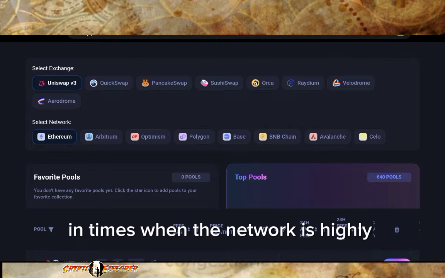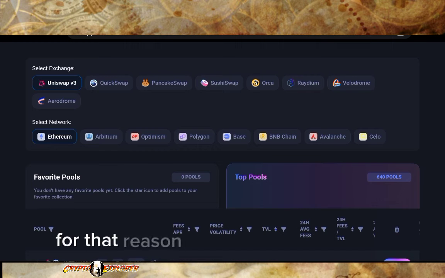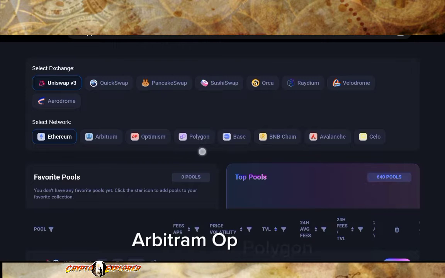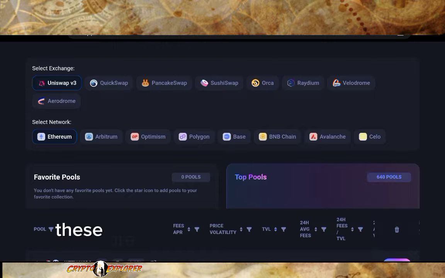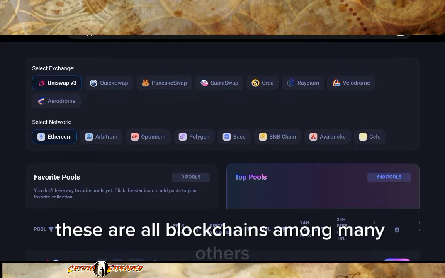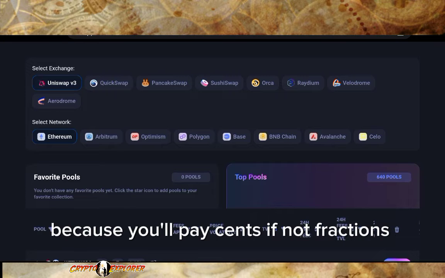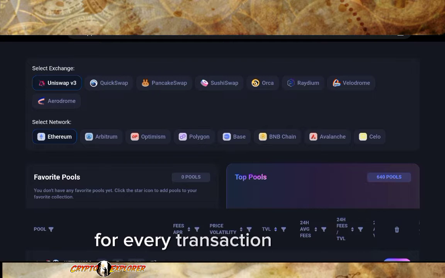For that reason, as a complete beginner, I would highly advise you to go with, for example, Arbitrum, OP, Polygon, Base, BNB even, AVAX, Celo. These are all blockchains among many others, which I myself consider to be low cost because you'll pay cents, if not fractions of cents, for every transaction on chain.